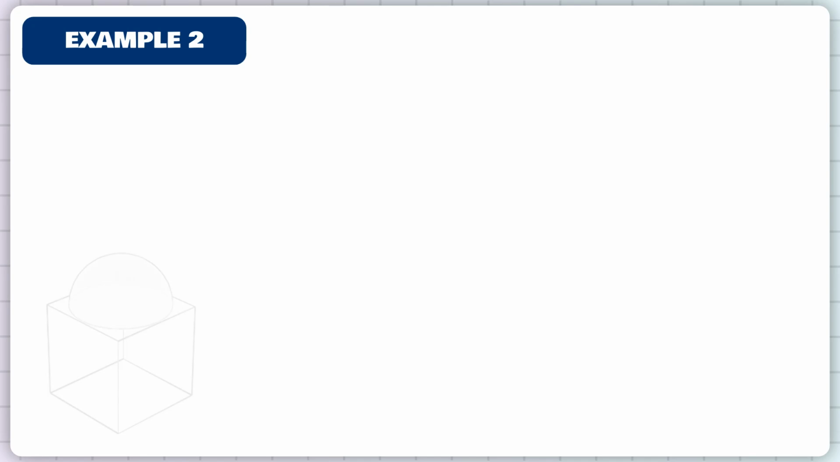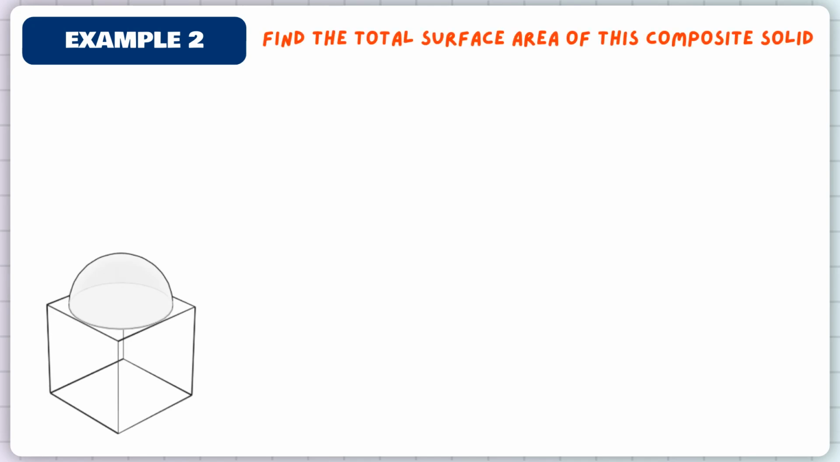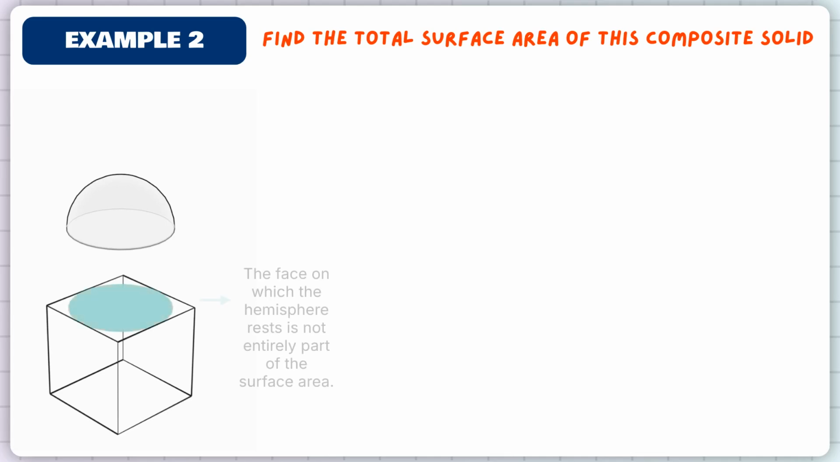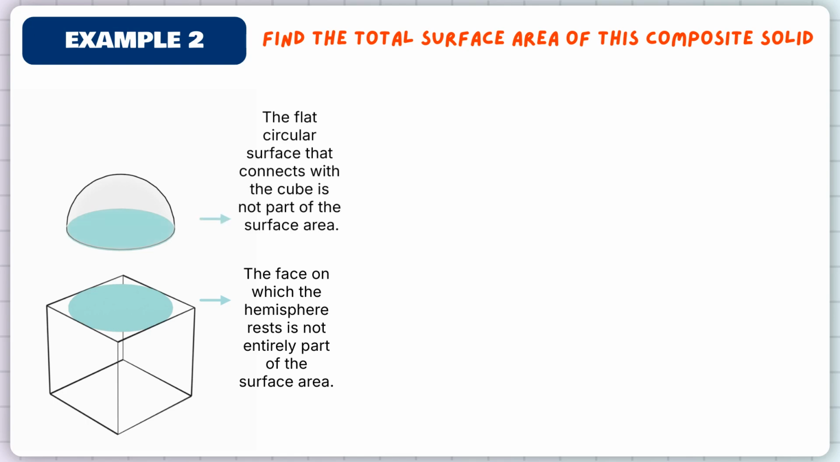Let's now consider a hemisphere mounted on one face of a cube. Our task is to determine the total surface area of this new composite solid. Again, we'll break this problem down into parts by considering the cube and the hemisphere separately. For the cube, acknowledge that the face on which the hemisphere rests is not entirely part of the surface area. Similarly, for the hemisphere, the flat circular surface that connects with the cube is not part of the surface area.